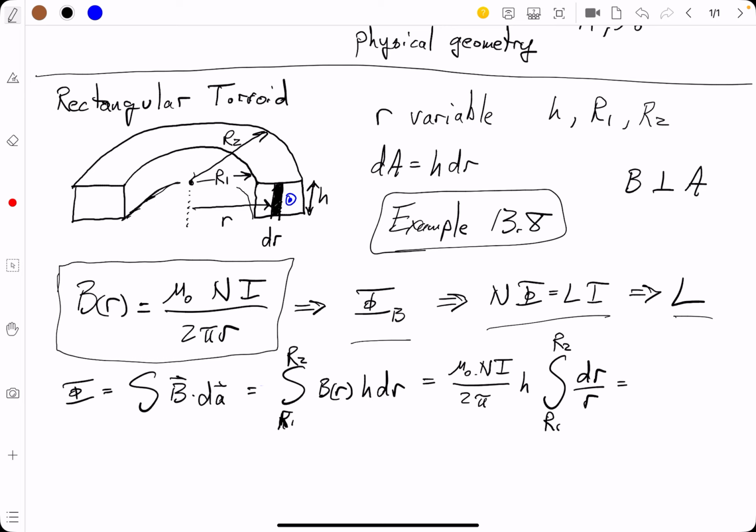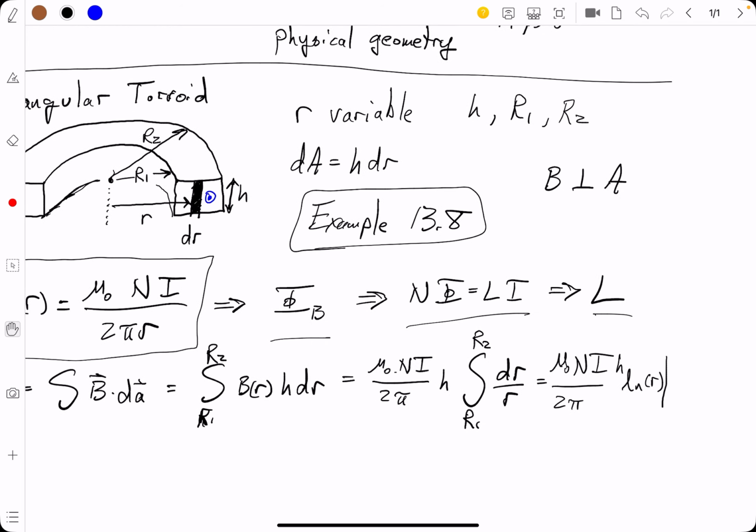And everyone knows that's going to give us the natural log. So here's our mu naught N I over 2 pi, don't forget the h, natural log of r. And we're going to evaluate that. This is the best part of having a little pad like this. We're going to evaluate it from R1 to R2. And that's equal to R phi.